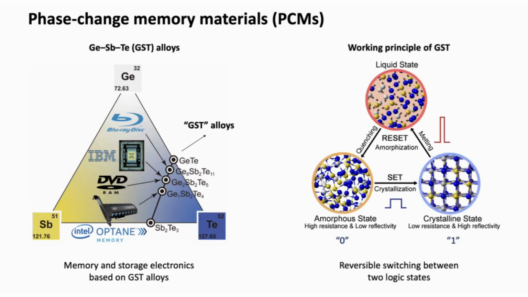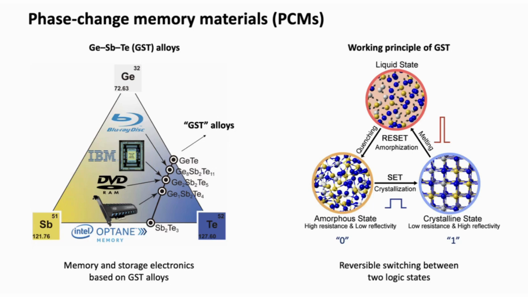The working principle behind GST is very straightforward. It has two stable phases, the amorphous phase and the crystalline phase. There's a huge electrical contrast between these two phases. So if you take the amorphous phase as logic 0 and the crystalline phase as logic 1, then GST can store the binary data 0, 1, 0, 1. These two phases can be switched reversibly and rapidly.